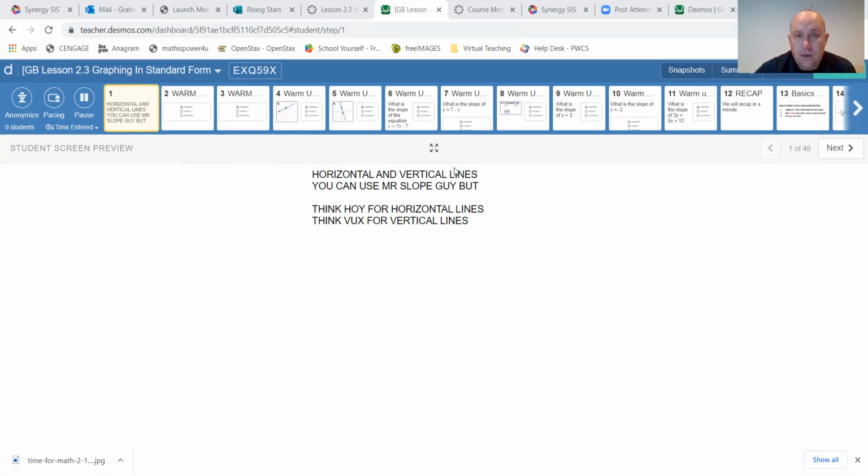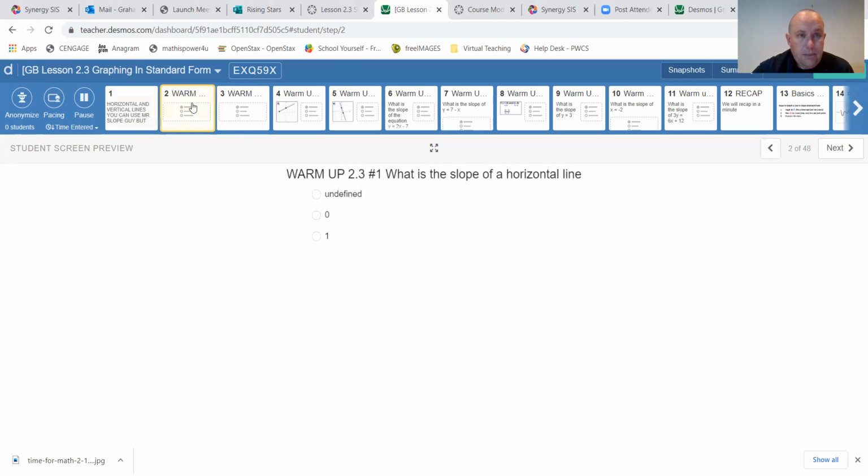So just a reminder, for horizontal and vertical lines, you can use the picture from Mr. Slope Guy to remember which is 0 and which is undefined. But really, I want you to think about Hoy and Vux whenever you see vertical and horizontal lines. So the middle part tells you exactly what the slope is going to be. So for a horizontal line, we're looking at 0 slope. And for a vertical line, we're looking at the letter U to remind us of undefined.